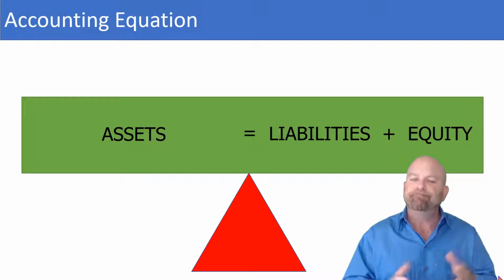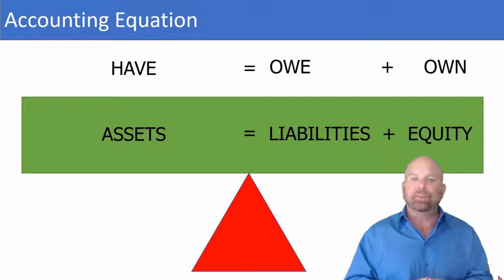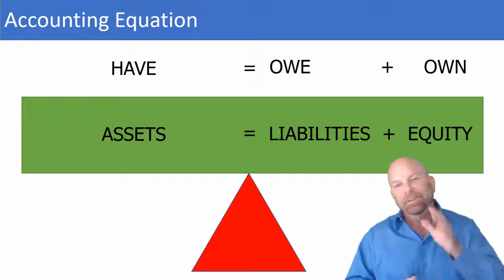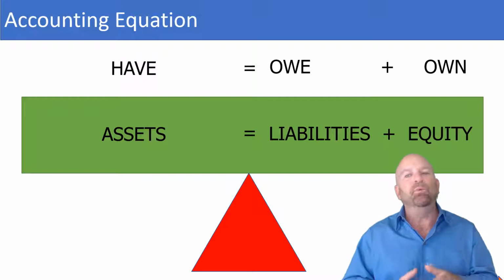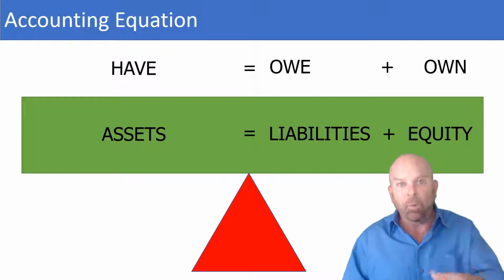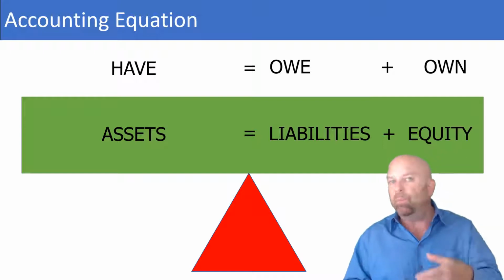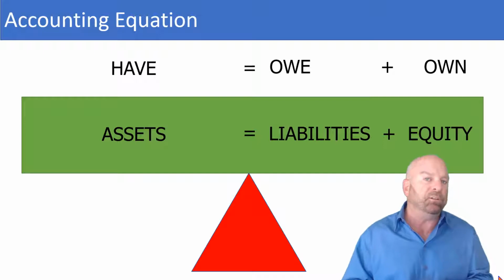An asset is what you have. For instance, you may have cash, you may have a car, you may have a house. Liabilities are what you owe. So you may owe money on your car. It's called an automobile loan. You may owe money on your house. That would be called a mortgage.